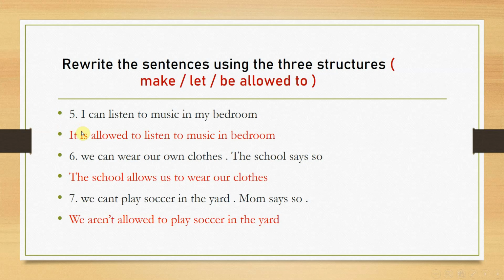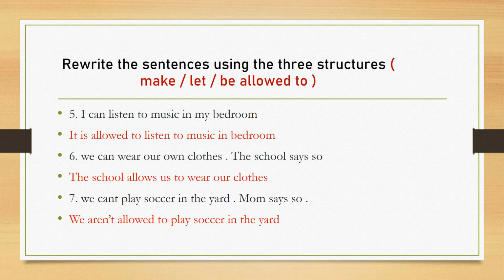It, of course, is followed by is, because the sentence is in the present tense. We can't say it am, it was, it were, sorry, it was is in the past tense. We can't say it are, it am, it were. So it is in the present tense. It is allowed to listen to music in bedrooms.